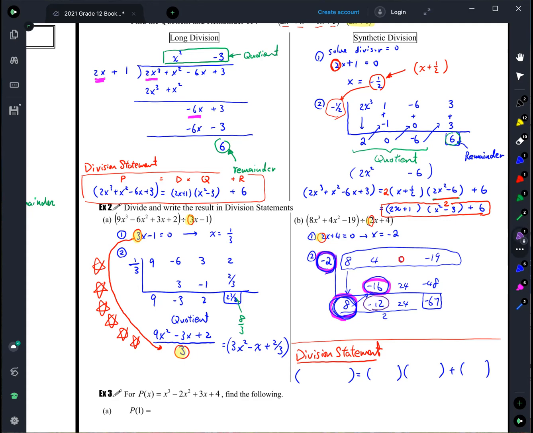You add those two numbers up, the 4 and the -16. 4 plus -16, what's that? -12. That's where it comes from, okay? And then what do you do next?